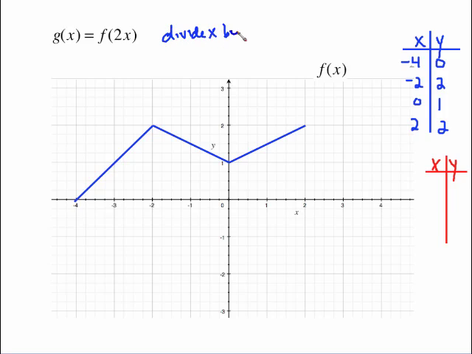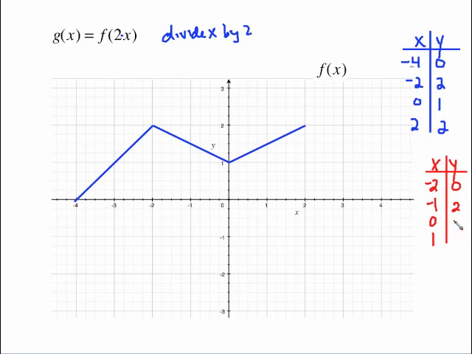x by 2. It's an x thing because that number's inside the parentheses with x, and because it's an x thing, I do the opposite. It looks like 2 times x, but I actually divide by 2. So I'm going to take all of those values right there and divide them by 2. -4 divided by 2 is -2. -2 divided by 2 is -1. 0 divided by 2 is 0, and 2 divided by 2 is 1. All of the y values are going to stay the same.